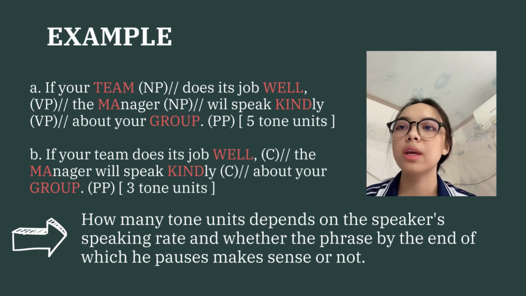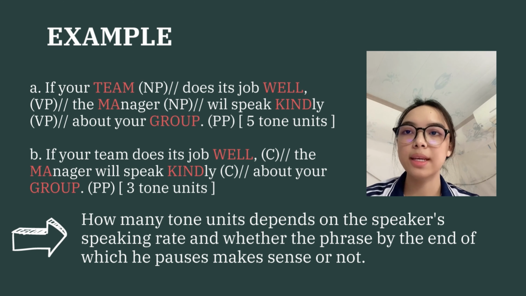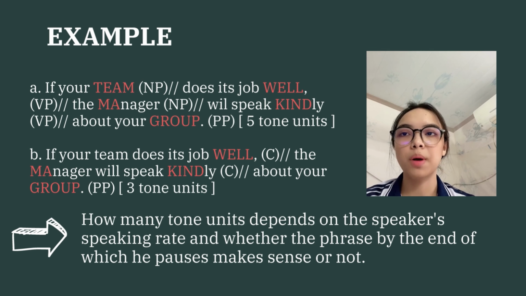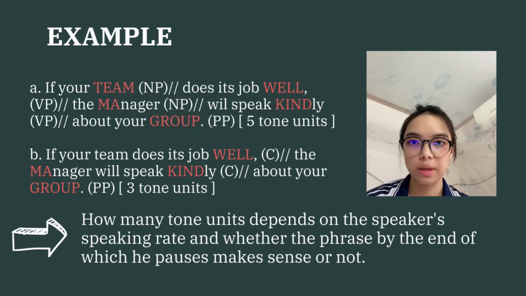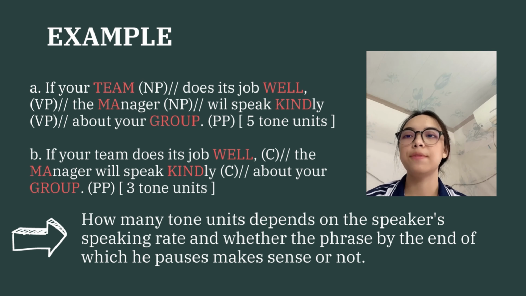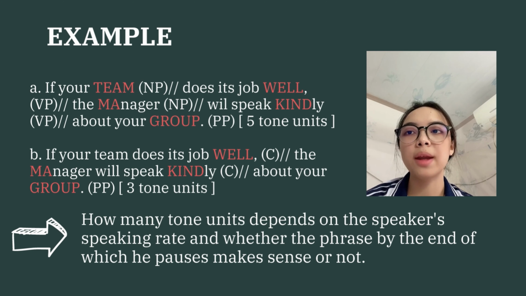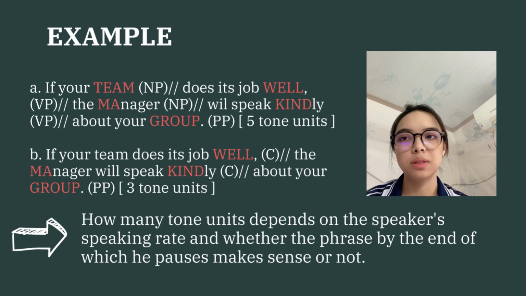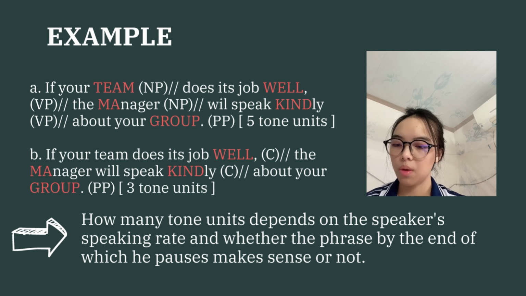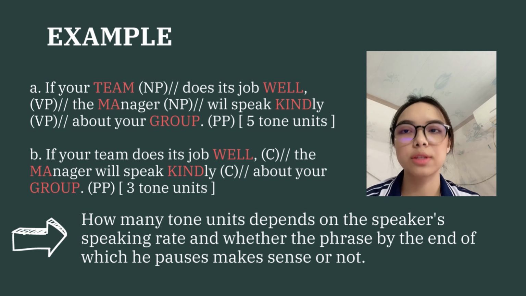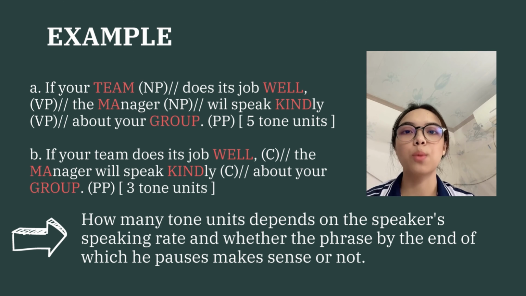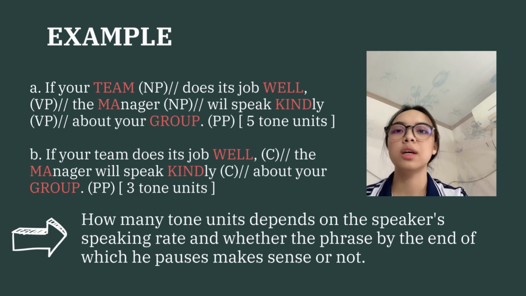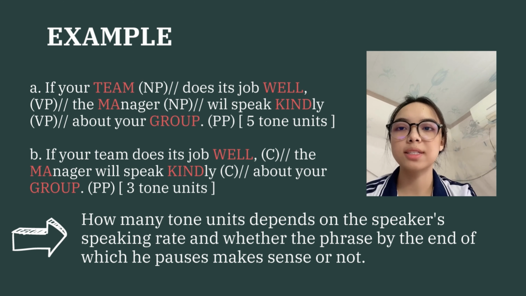For example, in sentence A, if your team does its job well, the manager will speak kindly about your group, with 5 tone units. And in sentence B, if your team does its job well, the manager will speak kindly about your group, with 3 tone units. So, in short, how many tone units there are depends on the speaker's speaking rate and whether the phrase by the end of which he paused makes sense or not.